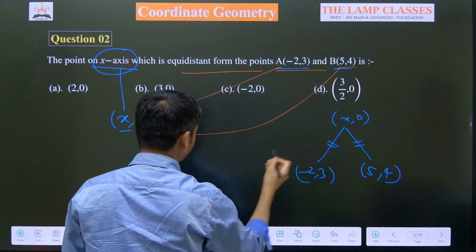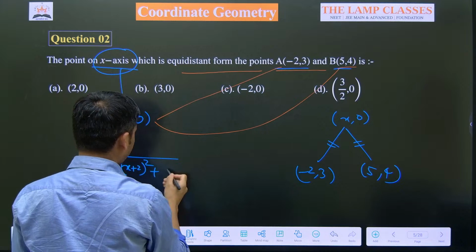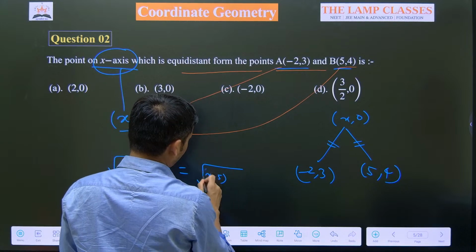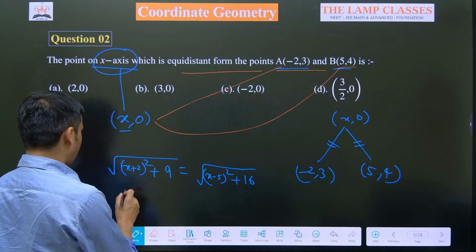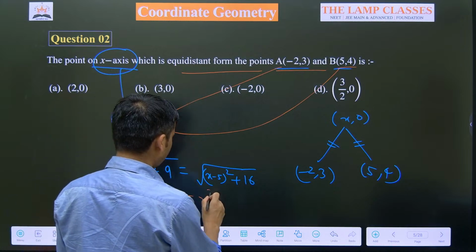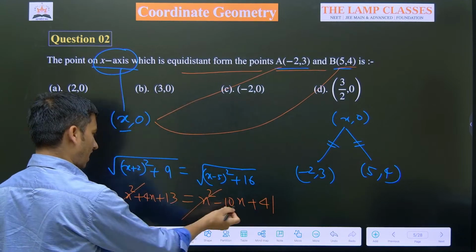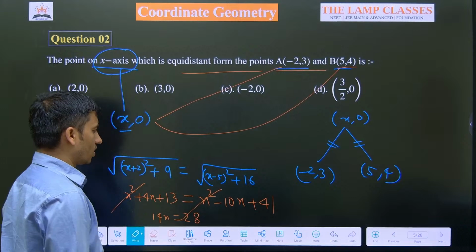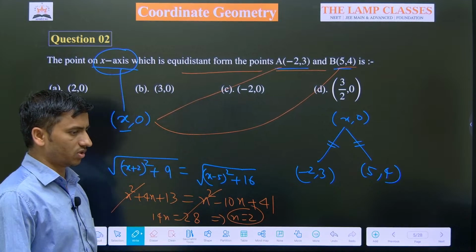So this distance will be root under (x minus of minus 2) whole squared plus (0 minus 3) whole squared, 9, is equal to (x minus 5) whole squared plus (4 minus 0) whole squared, 16. Now square both the sides. Plus 41. x squared and x squared we can cancel. We are getting 14x is equal to 28. So we are getting x is equal to 2. So the point will be (2, 0). That's right. Very nice, guys.